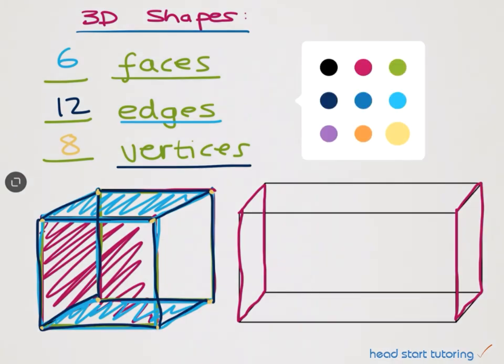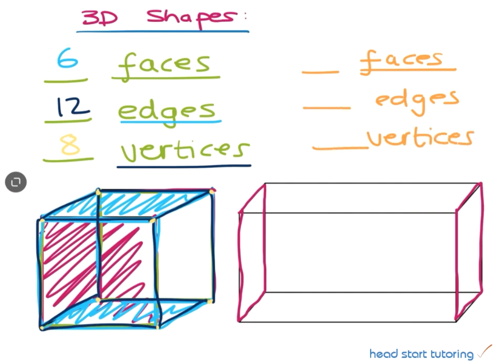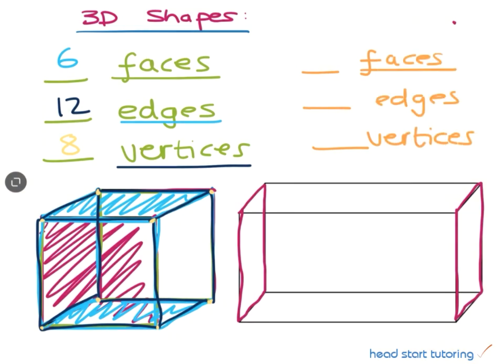Right, let's now have a look at our rectangular prism or our cuboid. We again need to have a look at our faces. So how many faces are there? How many edges are there? And how many vertices are there? Right, so as you'll soon see, our cube and our cuboid have the exact same properties. So let's just prove that. So how many faces does our cuboid have?